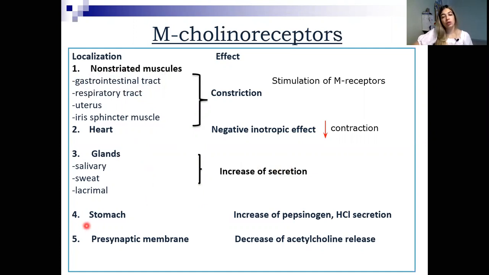Okay, what is next? Talking about the stomach, as I already mentioned, the increase of the glands will be observed, and that's why pepsinogen and HCl secretion will also be higher. And also what we have here, the presynaptic membrane. This is a little bit special because here we discuss the organs, and this is the cellular level. If we stimulate the presynaptic membrane, it will give the negative feedback and decrease the acetylcholine release. So this is the effect which you also should remember.